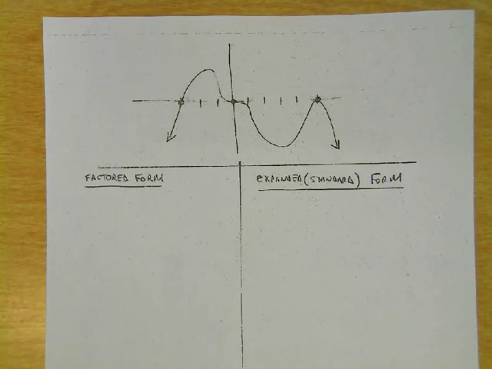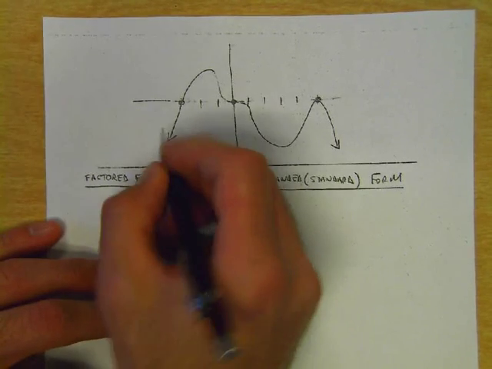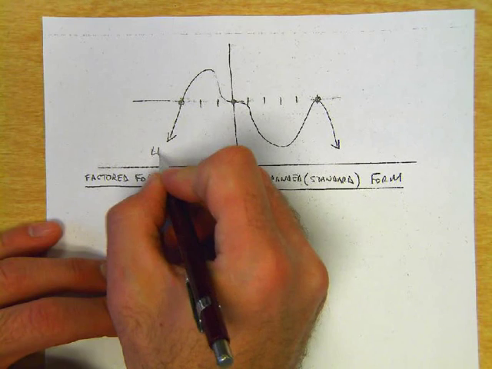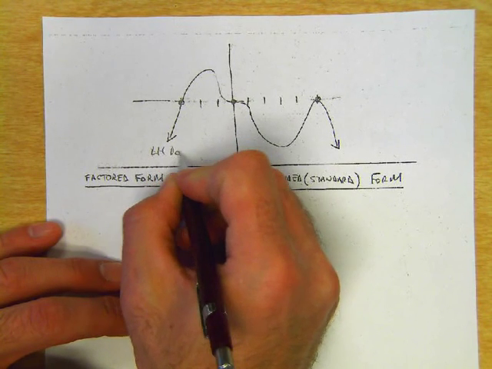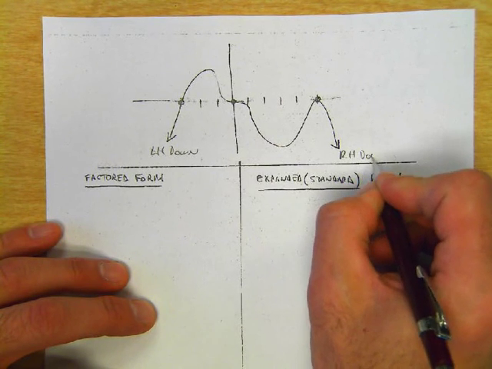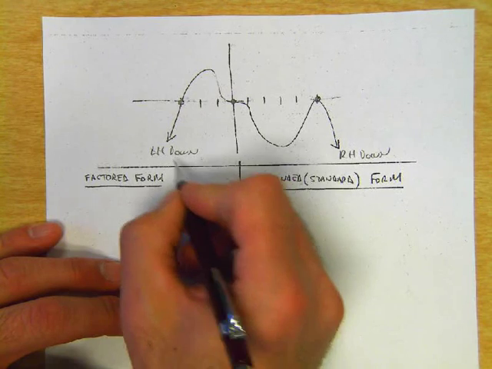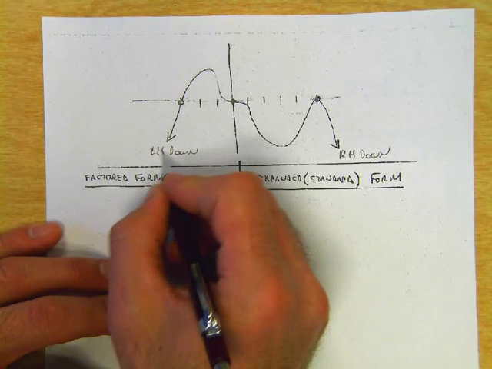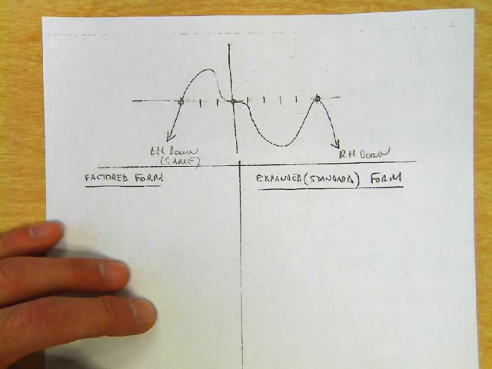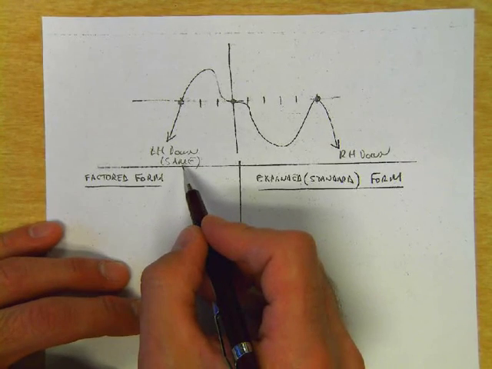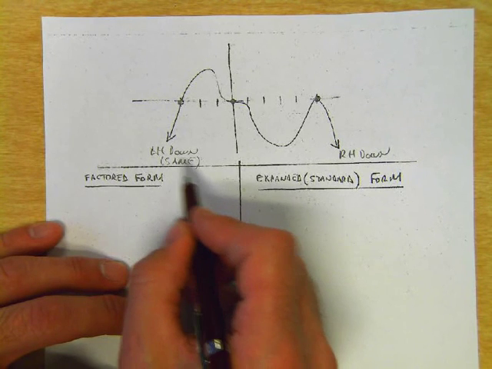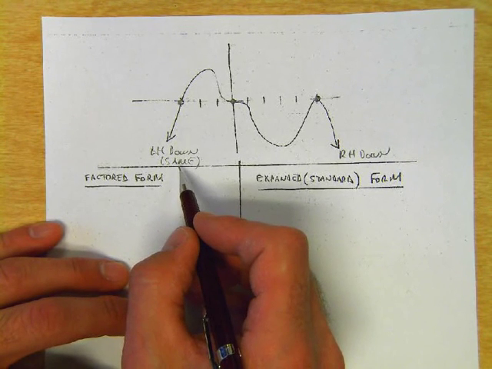Here's what we know. We know the left hand is down, and we know the right hand is down. And because the left hand is the same as the right hand, right away, what does that tell us? If the left hand and the right hand are both the same, even exponent. Even exponent. And if the right hand is down, what do we know about the lead coefficient? It's negative. Yep.